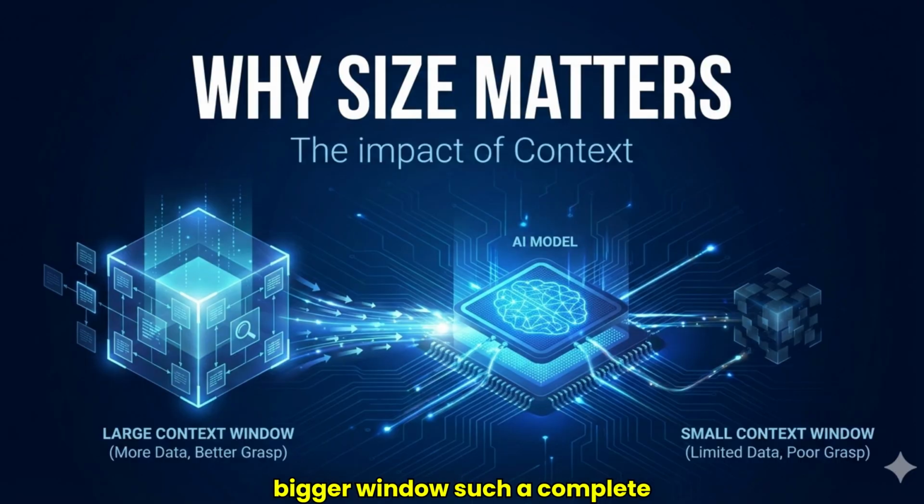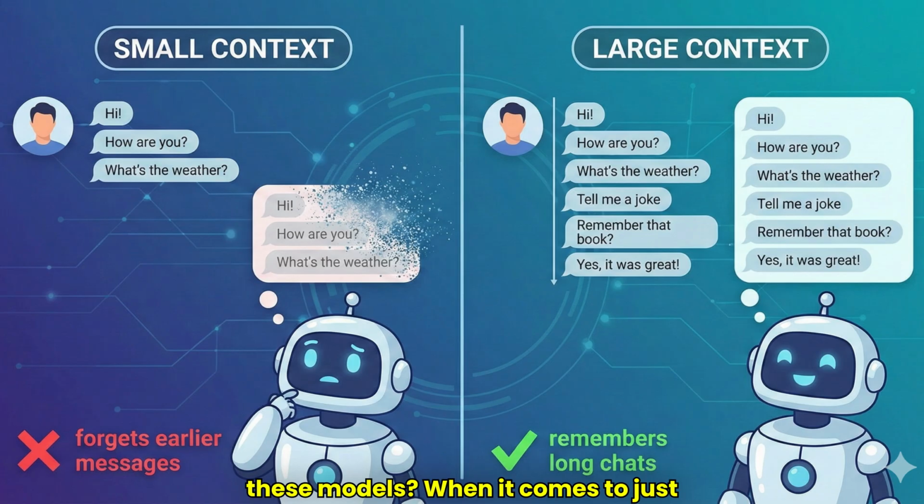So why does any of this matter? Why is a bigger window such a complete game changer for what we can do with these models? When it comes to just having a conversation, the difference is, well, it's night and day. With a small context, the AI gets lost pretty quick. It forgets what you were talking about just a few minutes ago. But with a big context, it remembers the entire conversation. The flow is there.